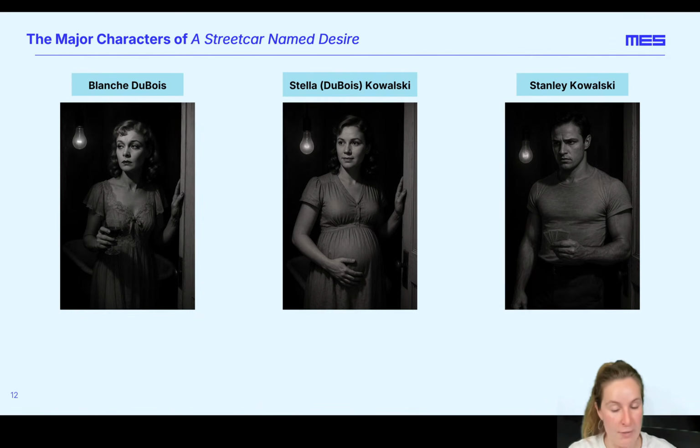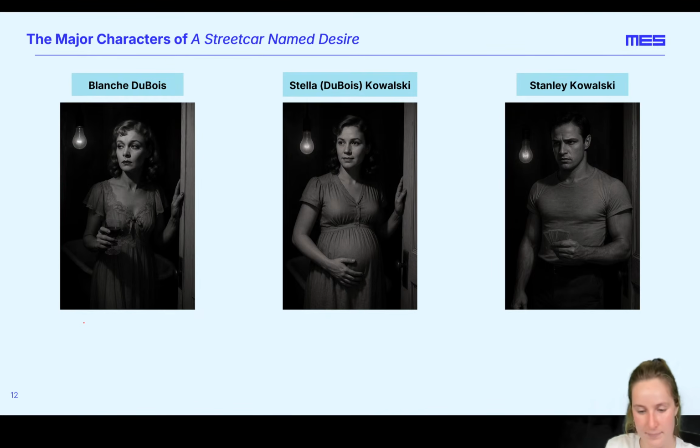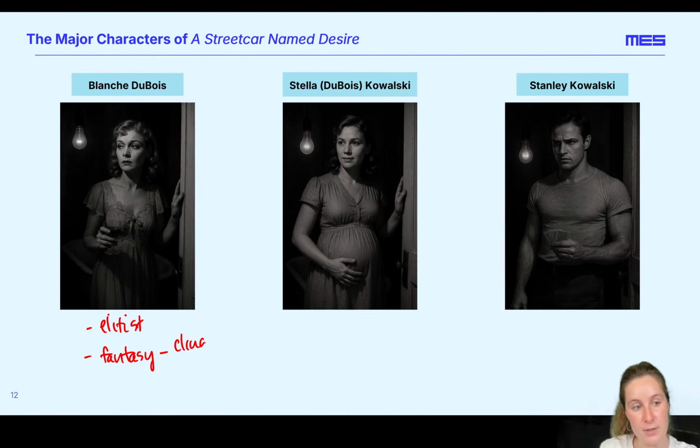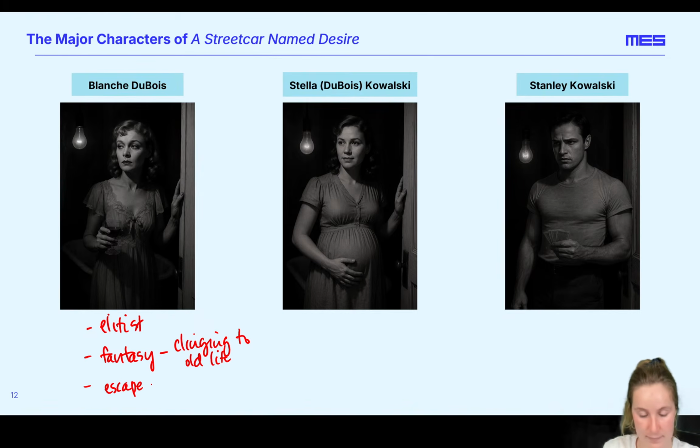These are the major characters. We have Blanche, as I said, who is upper class and is an elitist. She thinks of herself as better than Stanley, as someone who is completely removed from him. She likes fantasy. So she is the one who said that quote. She is clinging to the old world and to her old life. And as we can see as well from the summary, she is the secret alcoholic who's attempted to escape the past while also clinging to it.